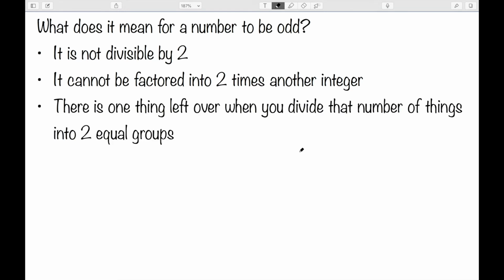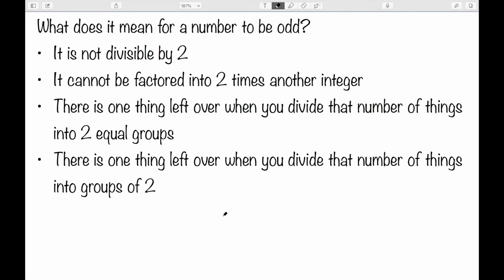The next way to define it: there is one thing left over when you divide that number of things into 2 equal groups. And finally, there is one thing left over when you divide that number of things into groups of 2. So now that we know what it means for a counting number or an integer to be even or odd, let's look at how we can tell if a number is even or odd.